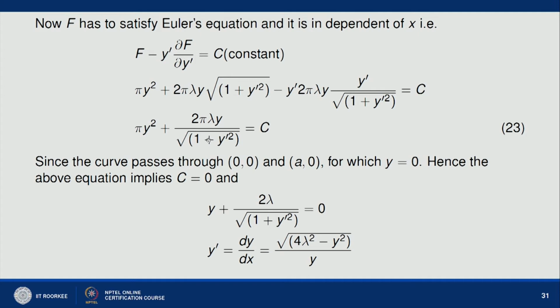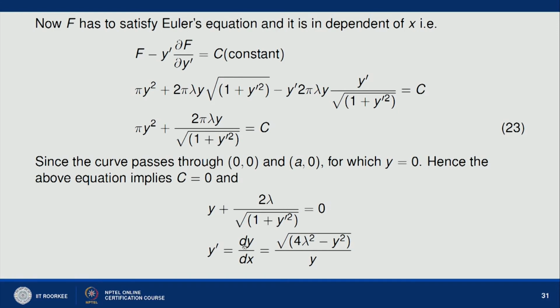So we can say that the only value of c which satisfies this condition is c equal to 0. If we take c equal to 0, then this equation reduces to y plus 2 lambda upon under root 1 plus y dash square equal to 0. Here we simply took out this pi of y. It is a differential equation in terms of y dash, so you can find y dash by squaring it out and solving for y dash.